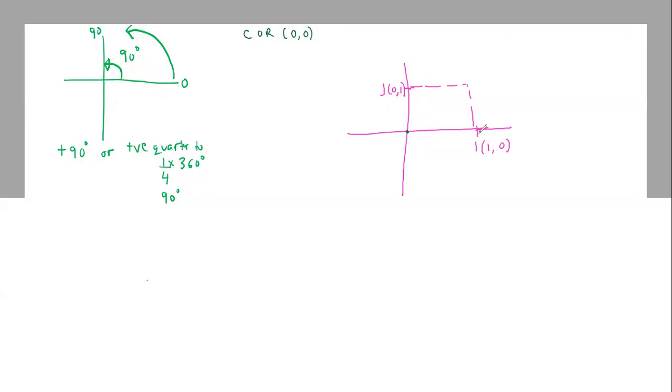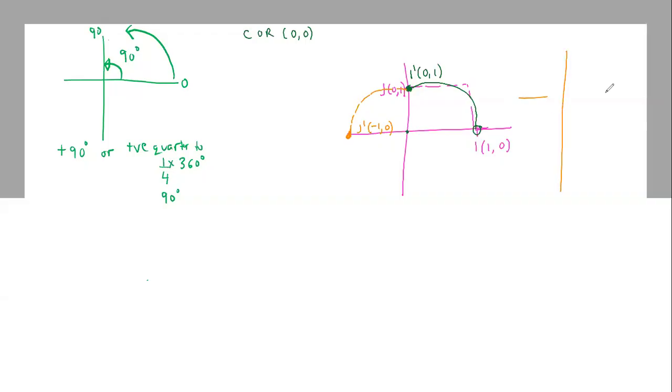Now take an example. If I'm rotating 90 degrees, this point I is going to rotate and land here. That means its image I prime is going to be at this point, and this coordinate is 0, 1. Now, when I have another point, this point J, I rotate it and it will land here. So the image of J is J prime, and the coordinate at this point is -1, 0.